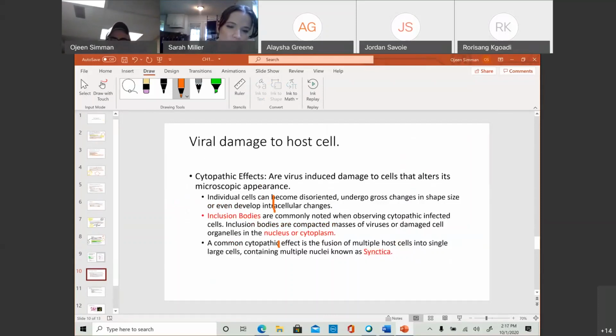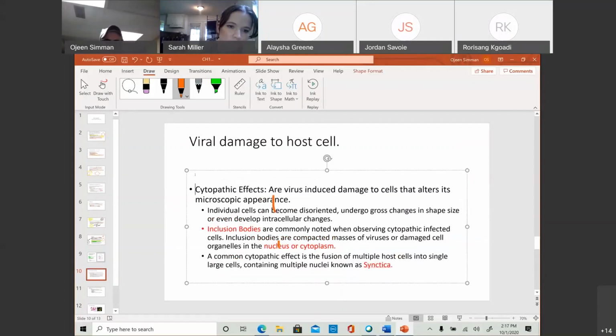So, viral damage to the host cell. Viral damage to the host cell.